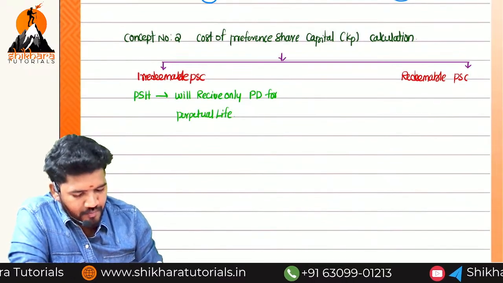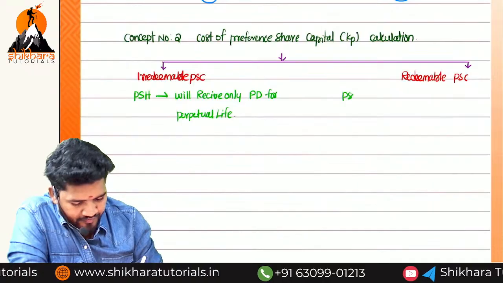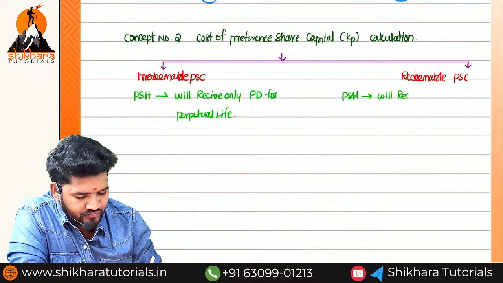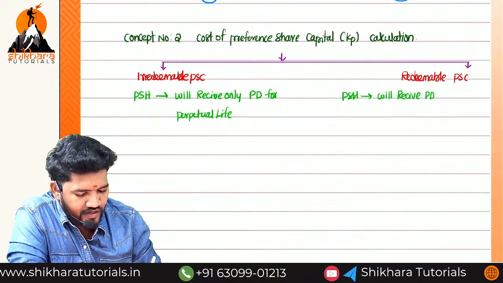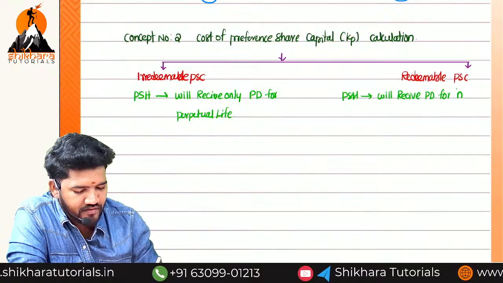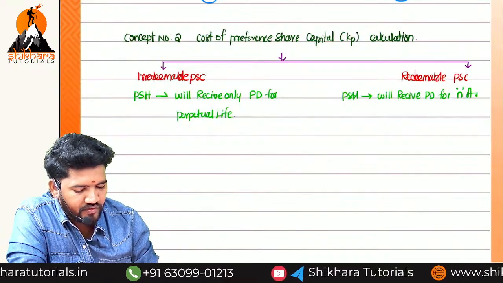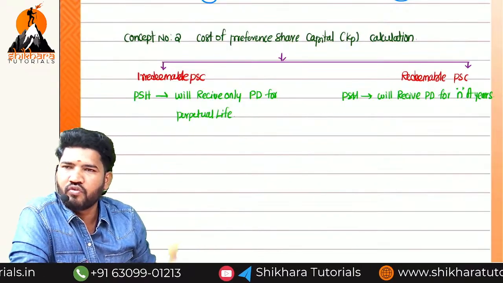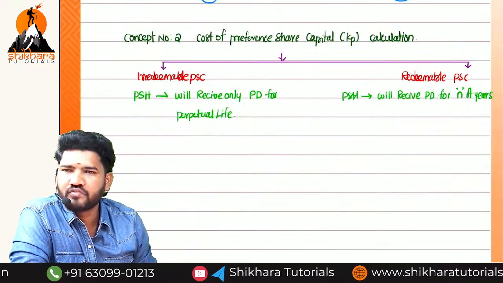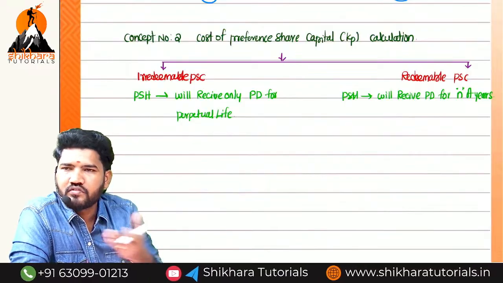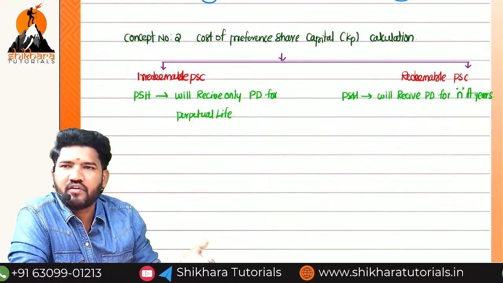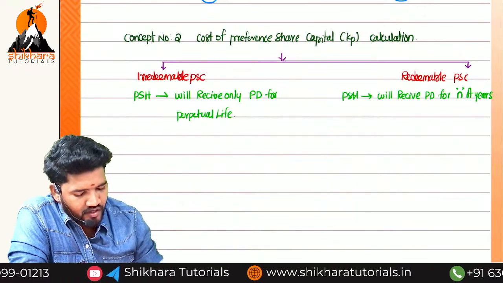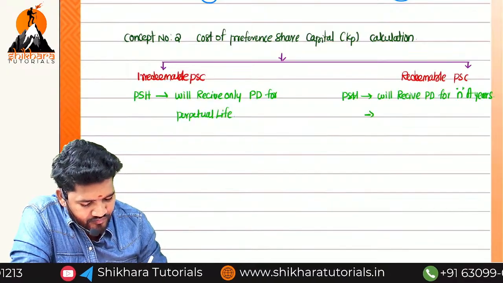What about the redeemable preference share capital? The preference shareholder will receive preference dividend for how many days? N number of years. N number of years they will give in the question paper: 4 years, 5 years, 10 years, 12 years. If they do not give it, what kind of preference share is it? Irredeemable preference share.